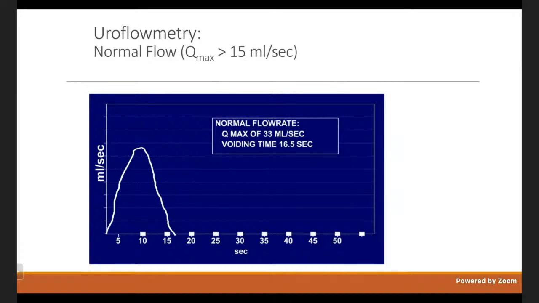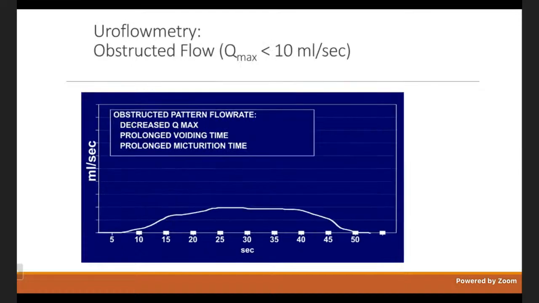One of the most important factors which we get from uroflowmetry is the peak flow rate, that is Qmax, in ml per second. If the peak flow rate is more than 15 ml per second, it is considered a normal uroflow. Whereas if the peak flow rate is less than 10 ml per second, as we can see in this chart, that is considered an obstructed flow pattern. If the peak flow rate is more than 15 ml per second, it is a normal uroflowmetry curve.